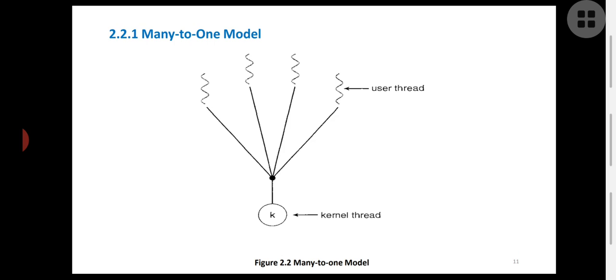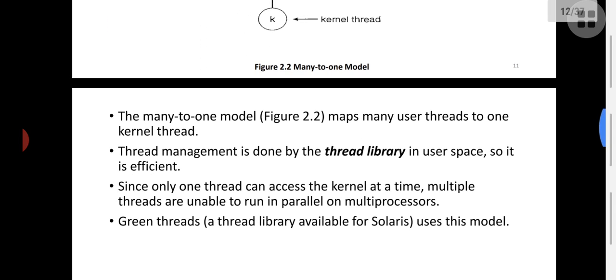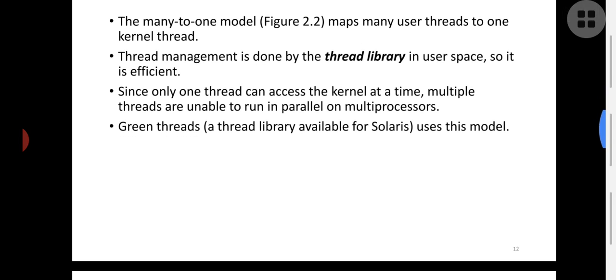In the many-to-one relationship, by observing this diagram you can easily understand it. There are many user threads, but only one kernel thread. So this model maps many user threads to one kernel thread, and here thread management is done by the thread library. The library is nothing but a set of threads, and because of that it is called a thread library. Since only one thread can access the kernel at a time, multiple threads are unable to run in parallel on multiprocessors.